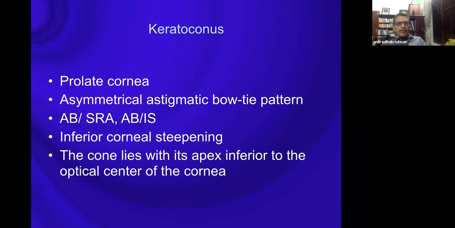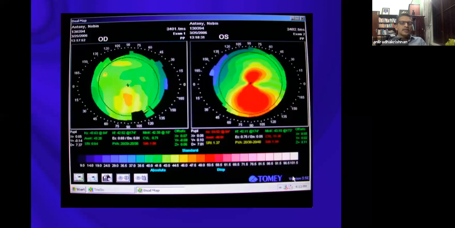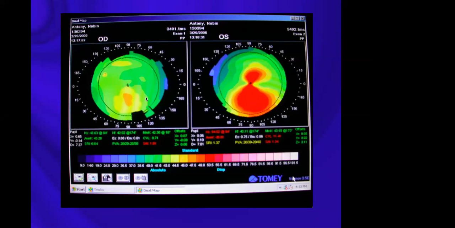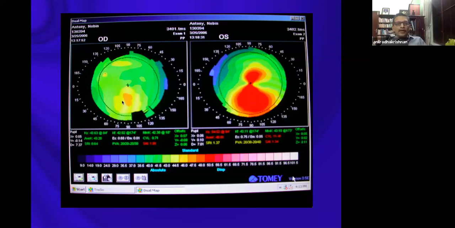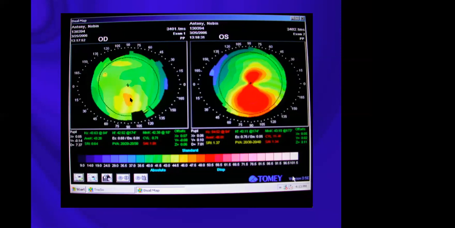Now I'll come to a few conditions. One of the first would be keratoconus. In keratoconus, as I've told many times before, you see a steepening of the cornea in one particular area. In the right eye, it's a very mild keratoconus. Only in the inferior half do you see some steepening. And if you look at the K value, something like that.